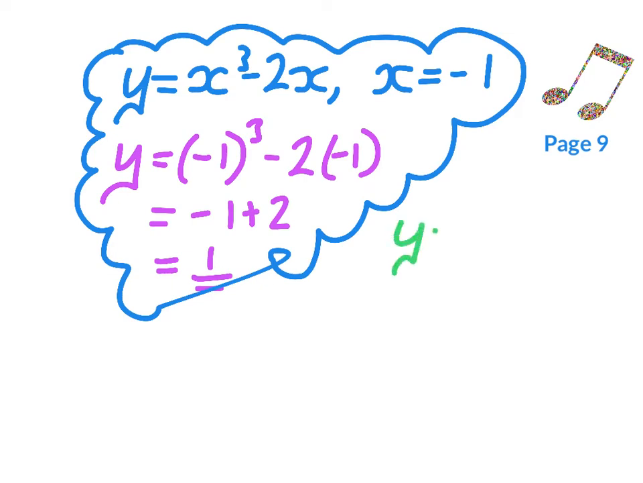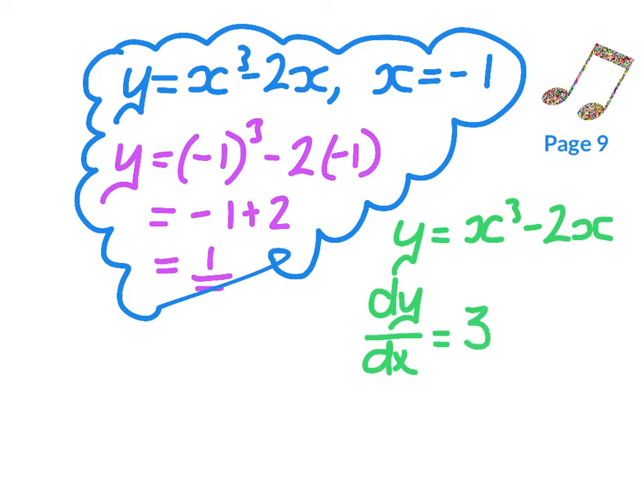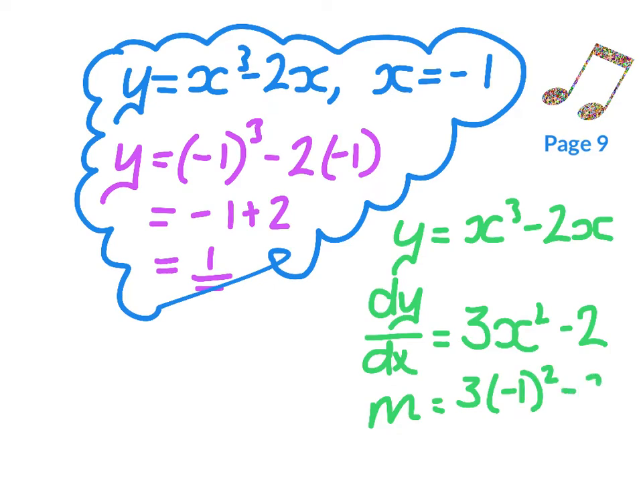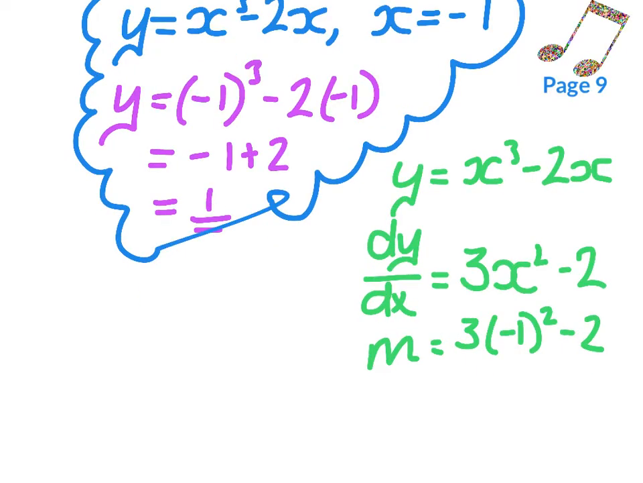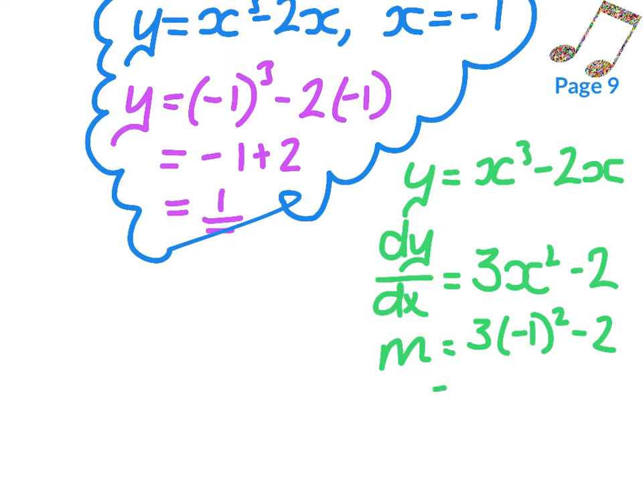So I'm going to go back to my original equation. y equals x cubed minus 2x. And this time I'm going to differentiate. So dy by dx is 3x squared minus 2. And to find the gradient at the point where x equals minus 1, I'm going to substitute the negative 1 into my derivative. So 3 times (negative 1) squared minus 2. So the gradient is equal to, negative 1 squared is positive 1, so that's 3 take away 2, which gives us a gradient of 1.